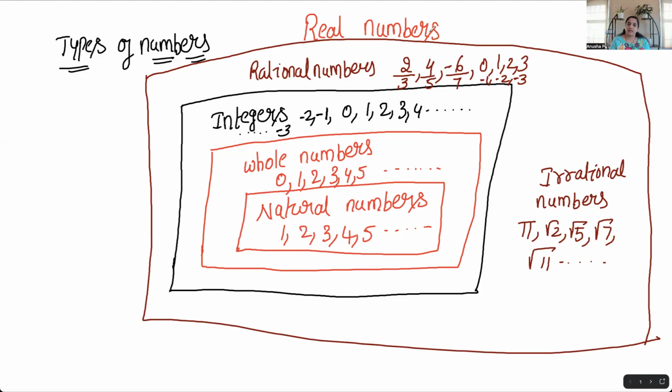The next one is the rational numbers. All integers are rational numbers, and any fraction number, whether it is positive or negative, is called a rational number. And we have another type of numbers called irrational numbers: pi, square root of 2, square root of 5, square root of 7, square root of 11, and so on. And all these numbers are called the real numbers.